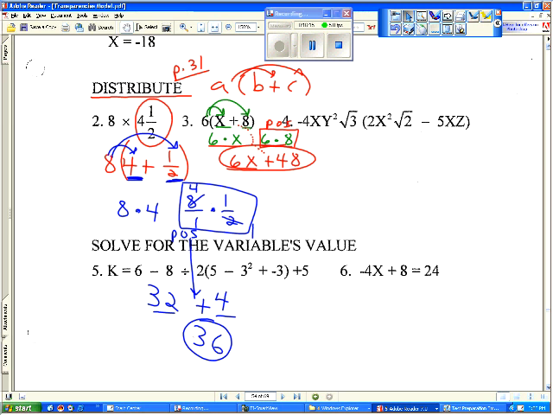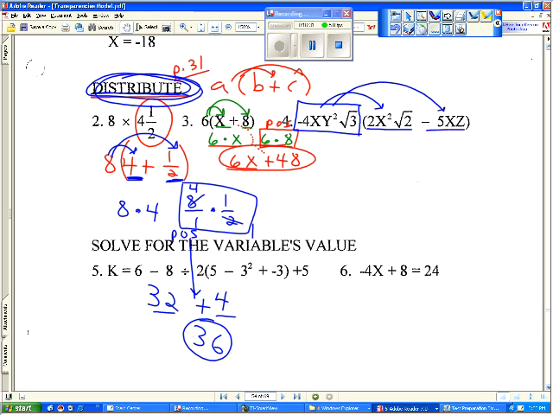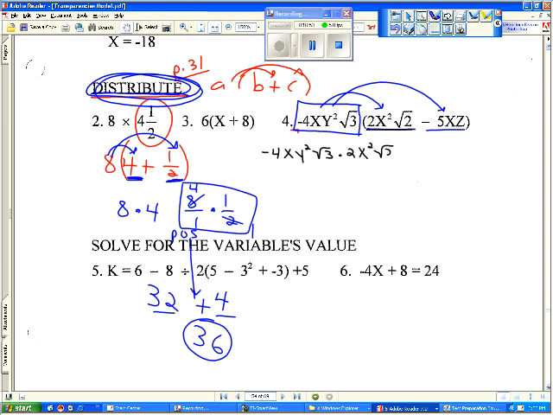Number 4 is the same thing. It's asking us to distribute. So we're going to take what's outside the parenthesis and multiply it through the parenthesis to the things on the inside. I'm going to make myself a little more room here. So we're going to take the thing outside, negative 4xy square, square root of 3, times the first little piece inside, 2x square, square root of 2.